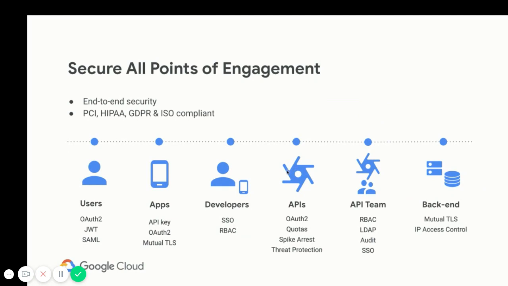Now, to ensure the whole transaction is secure, we need to ensure that at each point of engagement the required security has been enabled. For example, in the context of the APIs, we need to ensure OAuth2, quota, and spike arrest. In a similar way, when the app developers, who are third parties, access these APIs, they have the right RBAC mechanism. And when the apps are accessing those APIs, again, there has to be the right API key or TLS, and similarly for the customers. So that's the end-to-end security.